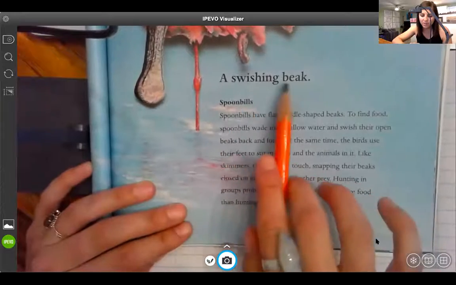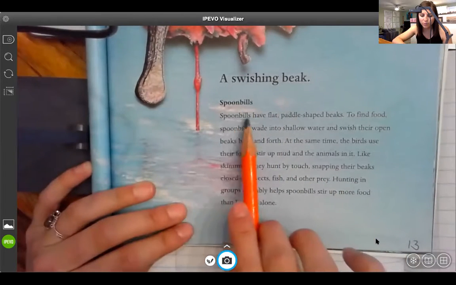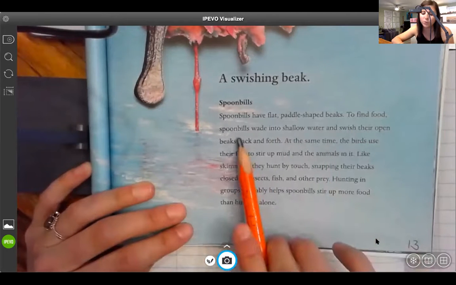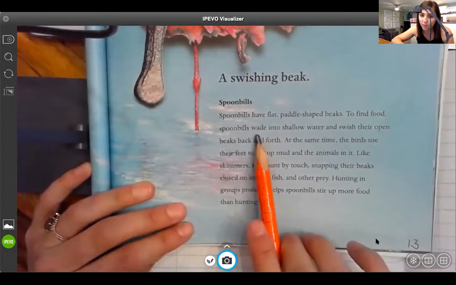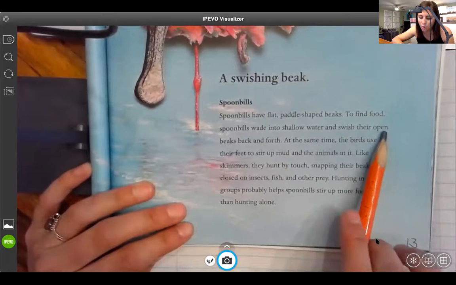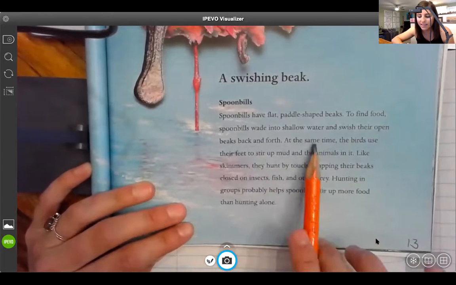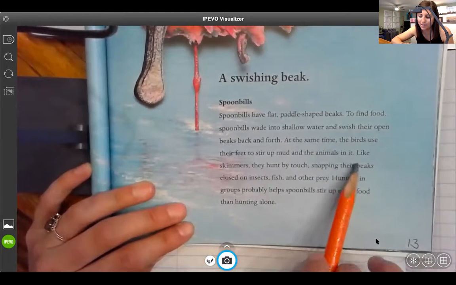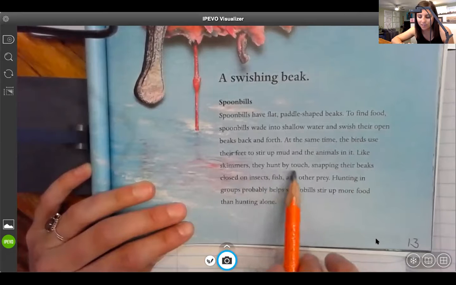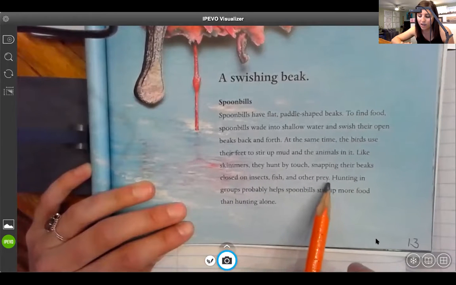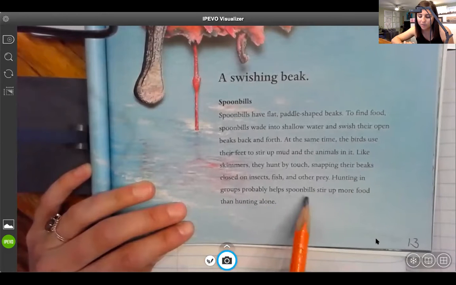So a swishing beak, spoonbills. Spoonbills have flat paddle-shaped beaks to find food. Spoonbills wade, remember, wade means walk, into shallow water and swish their open beaks back and forth. At the same time, the birds use their feet to stir up mud and the animals in it. Like skimmers, they hunt by touch, snapping their beaks closed on insects, fish, and other prey. Hunting in groups probably helps spoonbills stir up more food than hunting alone.